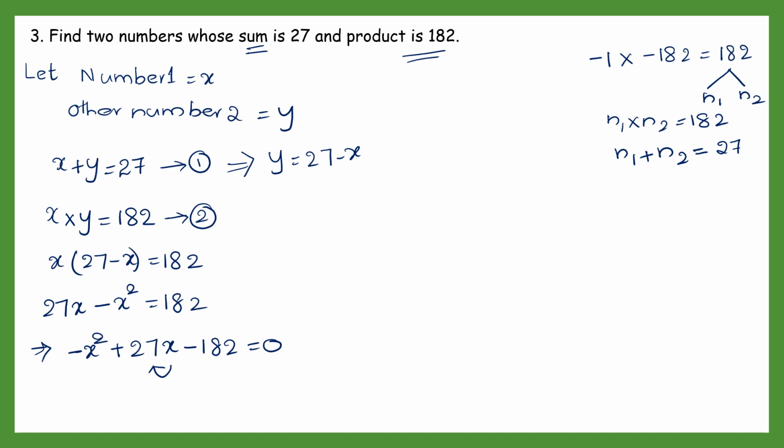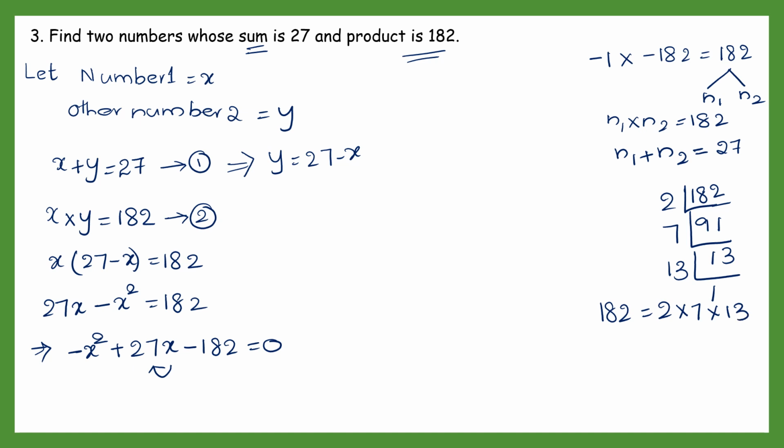182 is a somewhat big number. If the number is 20, we can easily tell 4 fives are 20, 2 tens are 20. 182 is a big number, right? So, how do we split it into two numbers? Let's do prime factorization of 182. 2 nines are 18, 2 ones are 2. Next, 7 ones are 7, 7 threes are 21. 13 ones are 13. So, 182 is equal to 2 into 7 into 13.